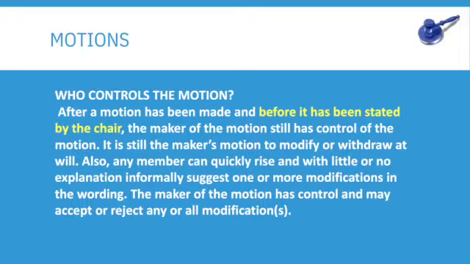Also, before it's stated by the chair, any member can quickly rise and, with little or no explanation, informally suggest one or more modifications in the wording. But the maker of the motion still has control and can accept or reject the modification. So this is before the chair restates the motion. The maker of the motion still has control of it.